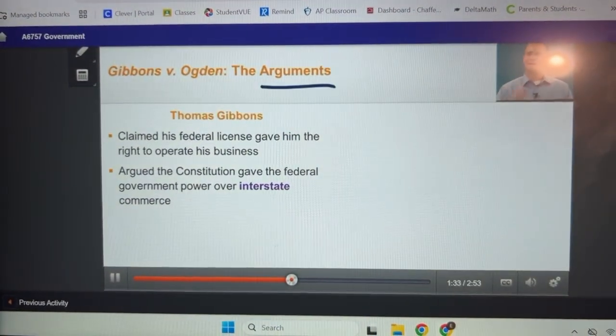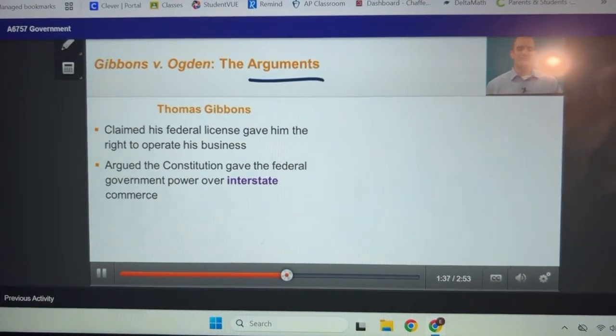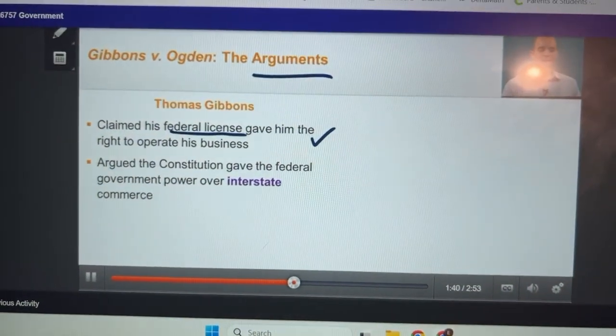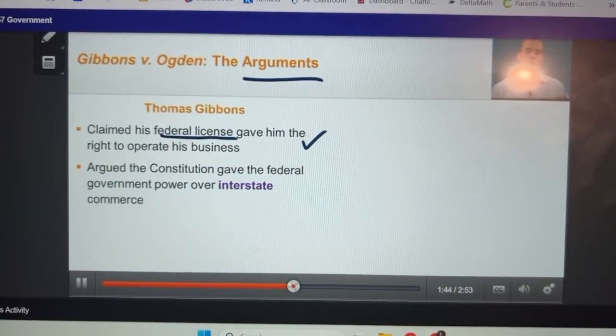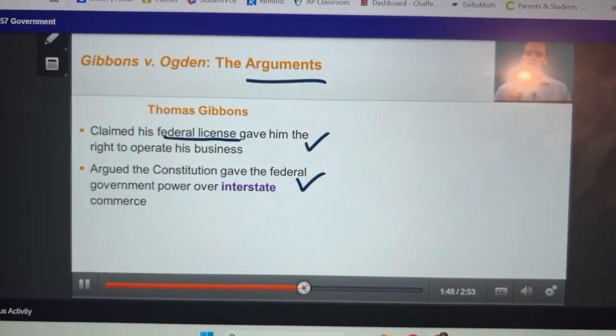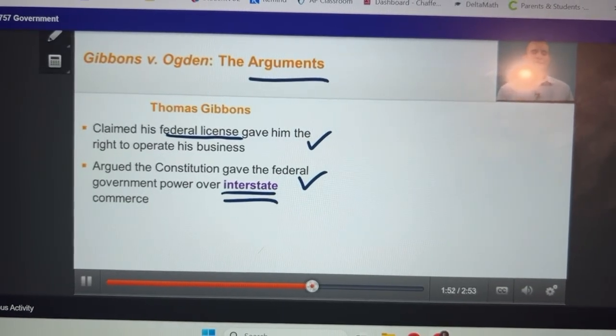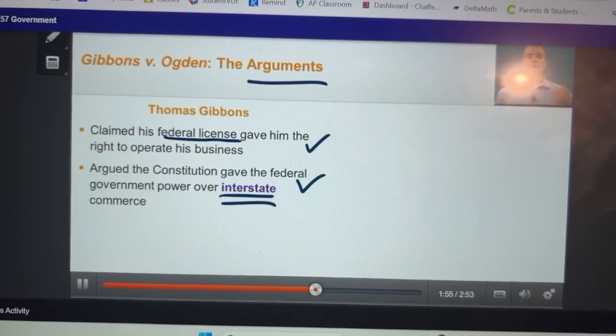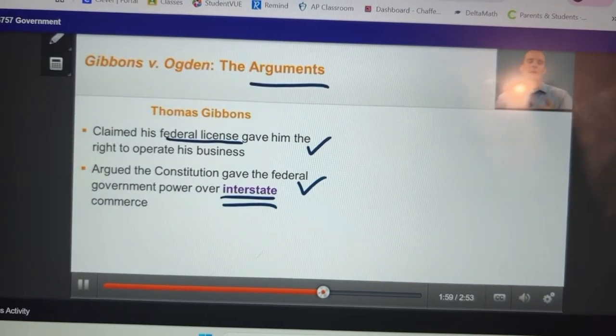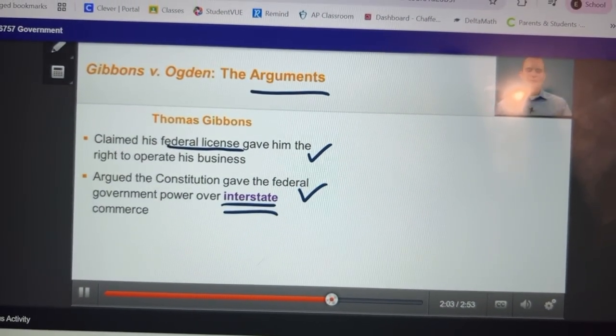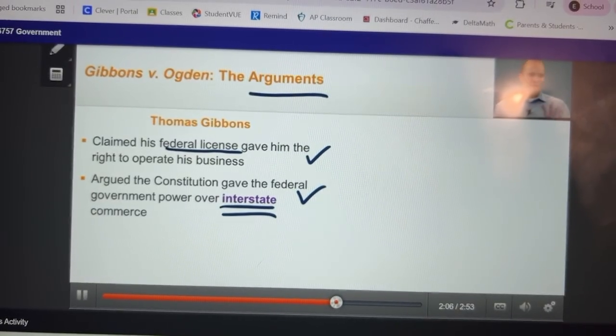Now, to the arguments. Let's see which side you're on. First, Thomas Gibbons. He claimed that federal licenses gave him the right to operate his business along this river. He also argued that the Constitution gave the federal government power over interstate commerce. That is commerce between states. So if New Hampshire is trading with Vermont, that can be regulated because it's between states. So that's what Thomas Gibbons argued for. If you like that, make sure you stick with him.